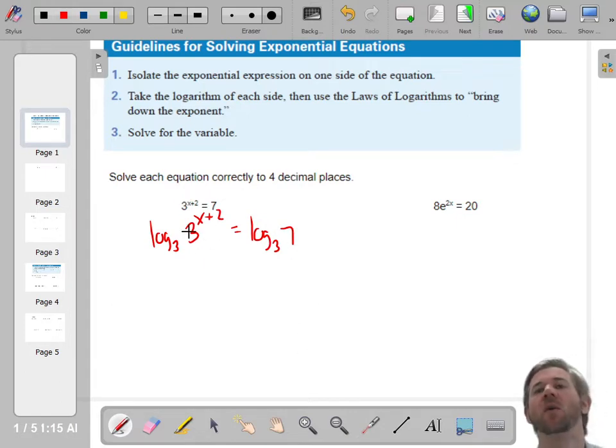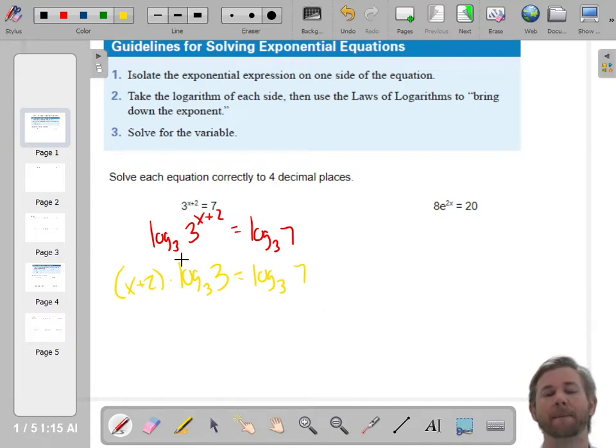Now remember, one of the rules that we know about logarithms is that if you have an exponent, you can bring that out front. And that's when we say bring down the exponent. So what I'm going to do is bring that x plus 2 down, and now I have the base 3 log of 3, which equals the base 3 log of 7. So first thing I do is take the log of both sides, and then I use my exponent rule to bring that exponent out front.